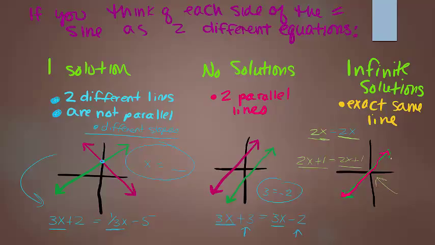Or if you look at a graph, we have a line and then the same line right on top of it. So where are the points going to match up, or where do they intersect? The whole line would be the intersection because they're the exact same thing. So all the points match up. So that's why there's infinite solutions.